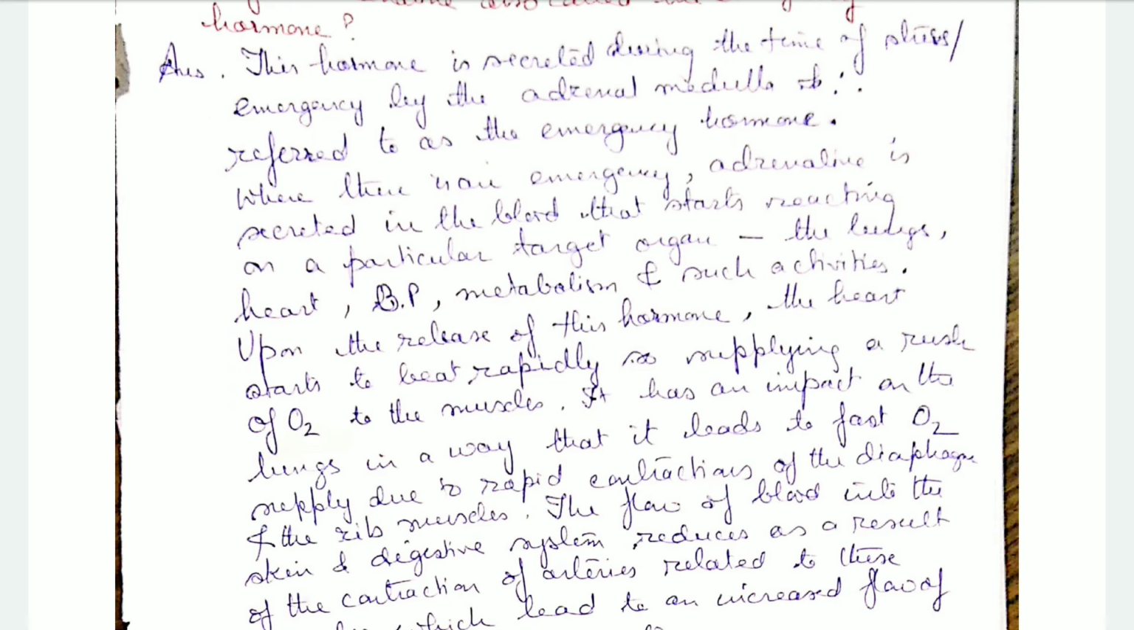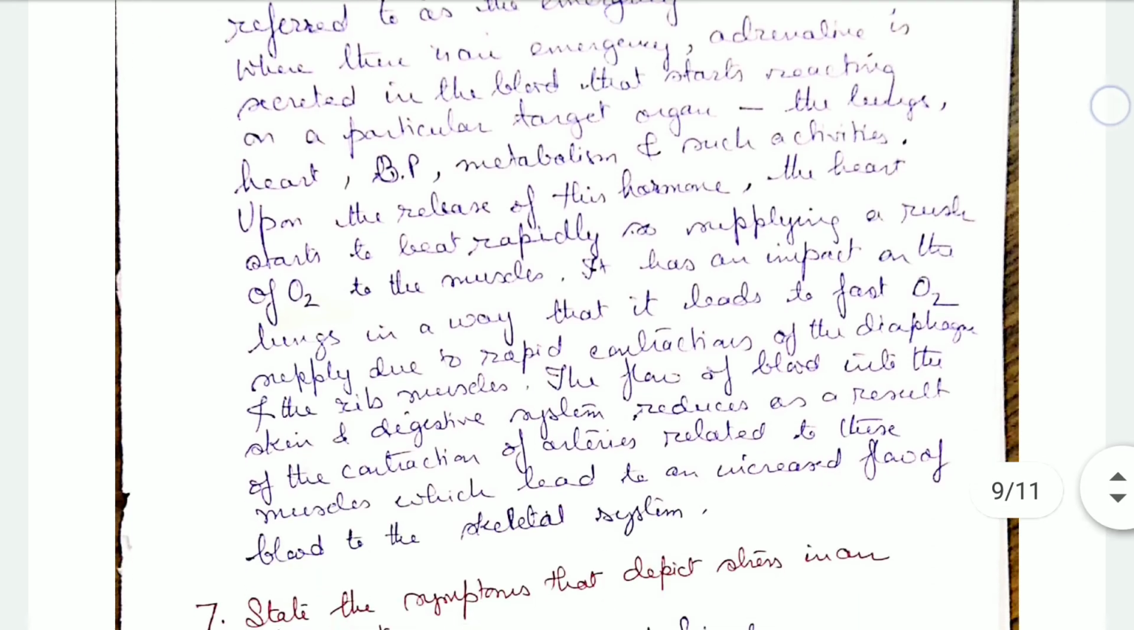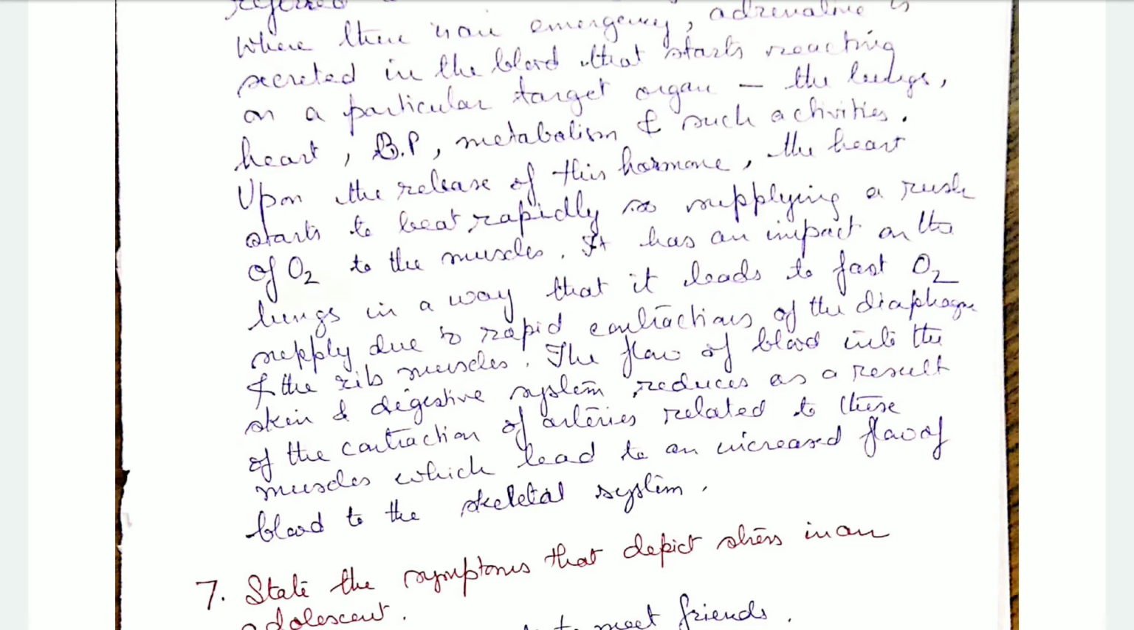they increase their rate. Okay, heart rate increases, they act on the lungs so that the breathing rate increases, blood pressure increases, metabolism increases, and such activities all increase. Upon the release of this hormone, the heart starts beating rapidly, supplying a rush of oxygen to the muscles. It has an impact on the lungs in a way that it leads to fast oxygen supply due to the rapid contraction of the diaphragm and rib muscles.